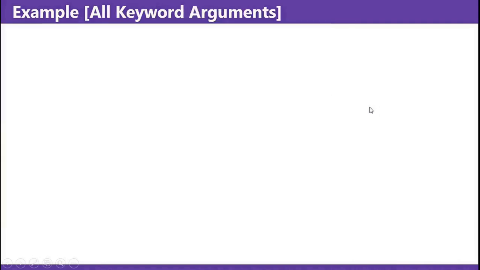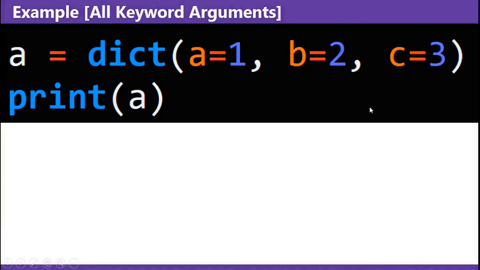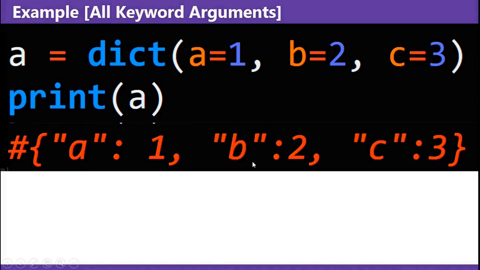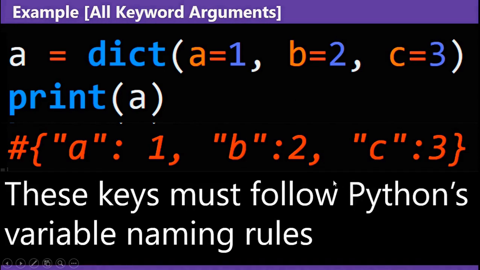You can also pass keyword arguments into the dict constructor, where the keyword arguments in this example are the A, B, and C, and 1, 2, and 3 are the values you are providing to the keyword arguments. When it becomes a dictionary, you see in the code that the keyword arguments become the keys, and the values you provide to the keyword arguments become the values. One word of warning, though, these keyword arguments must follow Python's variable naming rules.